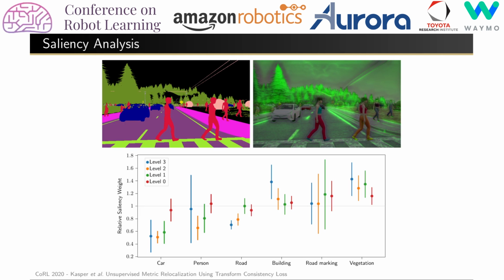Using a synthetic dataset generated using the CoRL simulator, we analyze our saliency maps for several semantic classes. Here we compare the inferred saliency weights with those obtained using a uniform weighting strategy, which is indicated by the gray line in the bottom plot. Values above this line indicate a class is receiving additional focus, while values below the line indicate a class is effectively being ignored. As we can see here, our saliency maps successfully mask out dynamic objects, which may otherwise negatively impact image alignment.